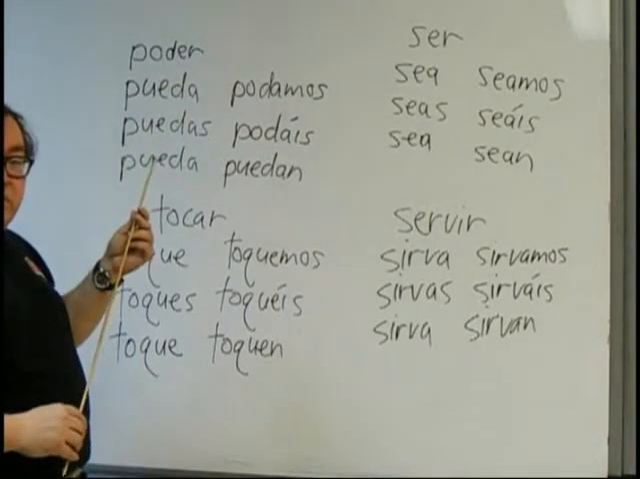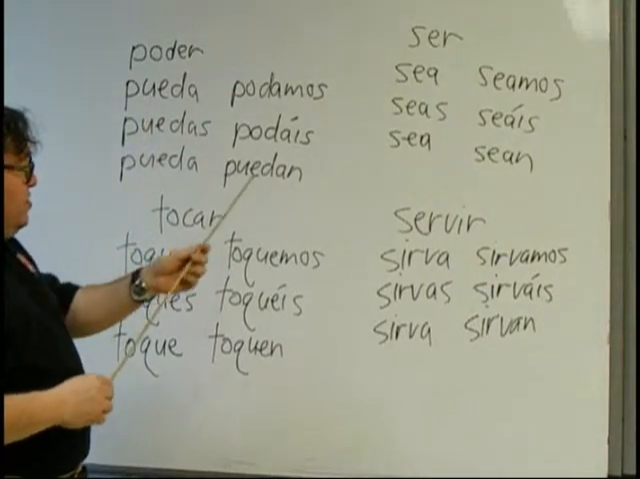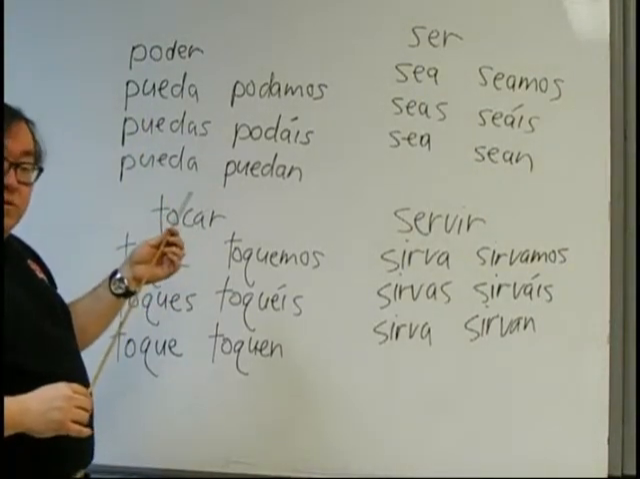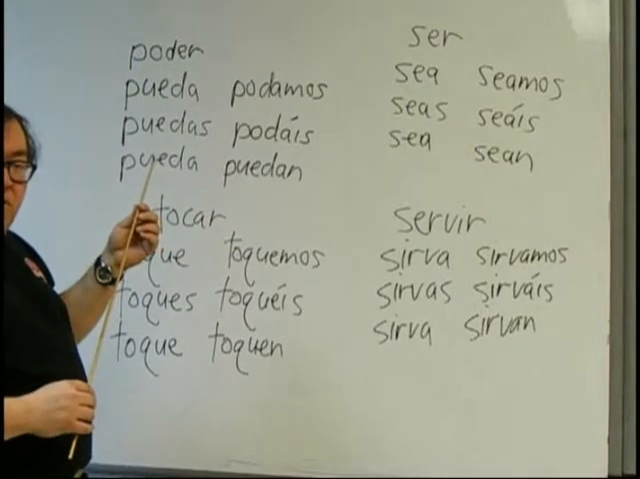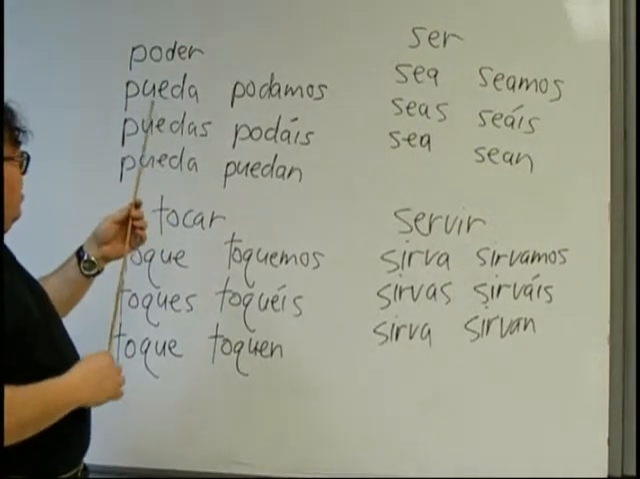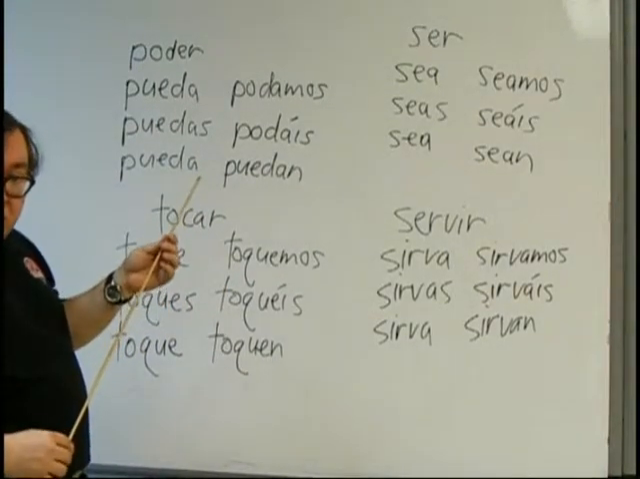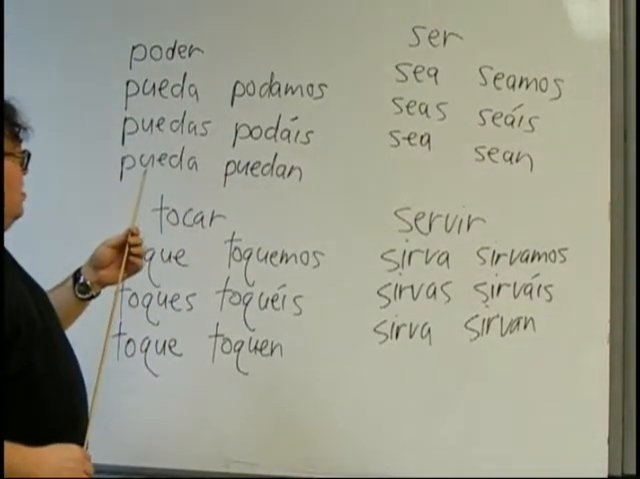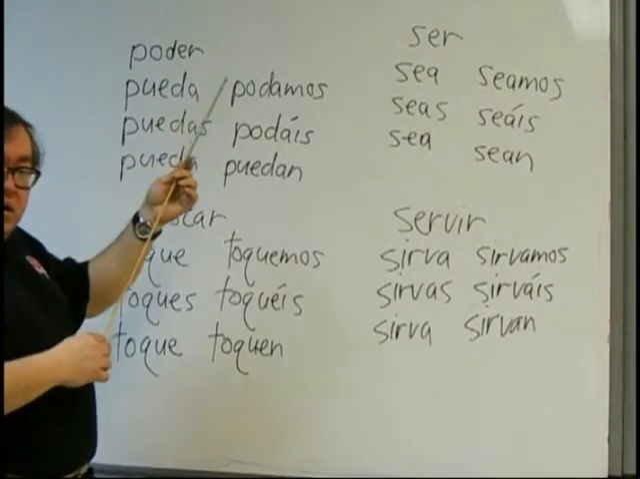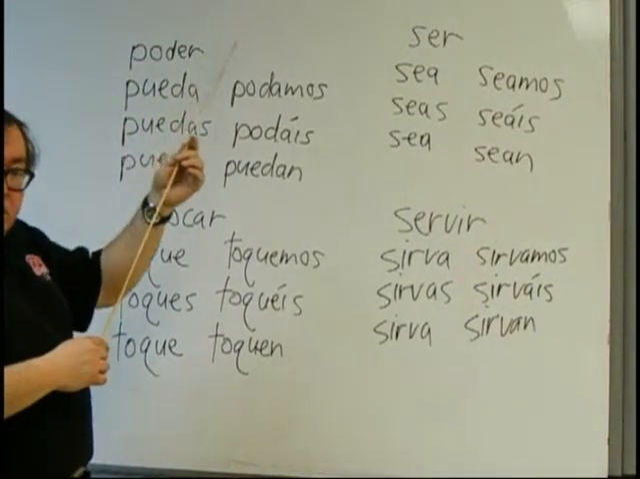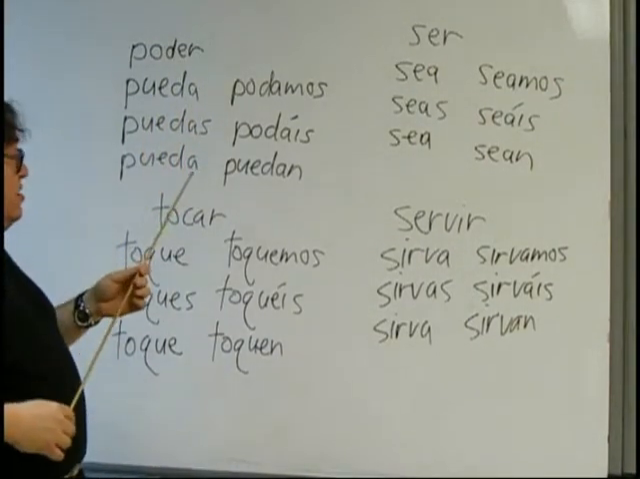Poder. Poder is a stem change verb. It's O to UE. And poder here serves as a model for what most of the stem change verbs in the present tense do in the present subjunctive. They stem change in the same 4 places that they do it in the present indicative, the normal present tense, and then they switch E to A, I to A, and A to E. They switch endings. AR verbs get E's, ERs and IRs get A's. In this case, I have an ER verb, so it gets A's.